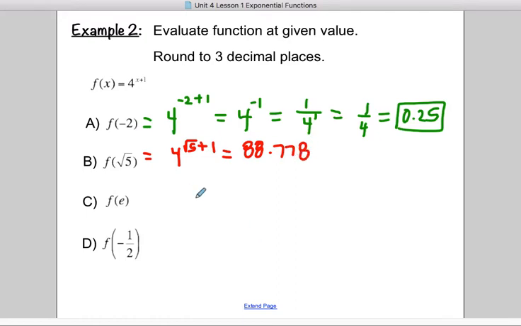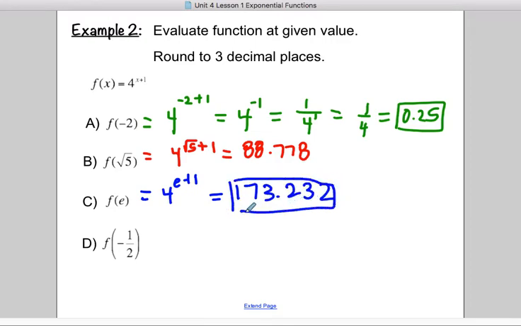The next one is that you're going to plug in e. So you have 4 to the e plus 1. And when you type that in and round to 3 decimals, you should have 173.232. So I really, really hope you all are right now taking the time to type these in because you're going to have to do this stuff on your test, on your quiz. And if you don't practice it now, there's no way to be certain you're typing it in right.